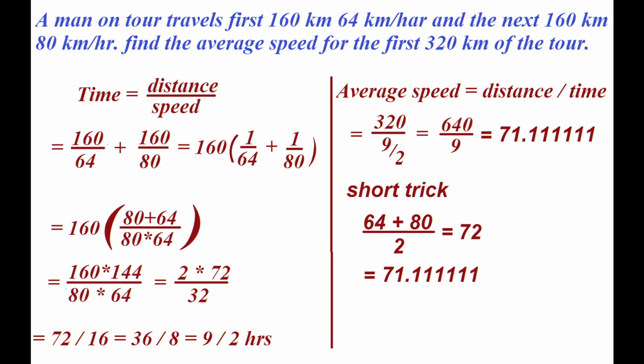Equals 160 into 80 plus 64 upon 80 into 64. Equals 160 into 144 upon 80 into 64 equals 9 by 2 hours. Average speed equals distance upon time equals 320 upon 9 by 2 equals 640 by 9.